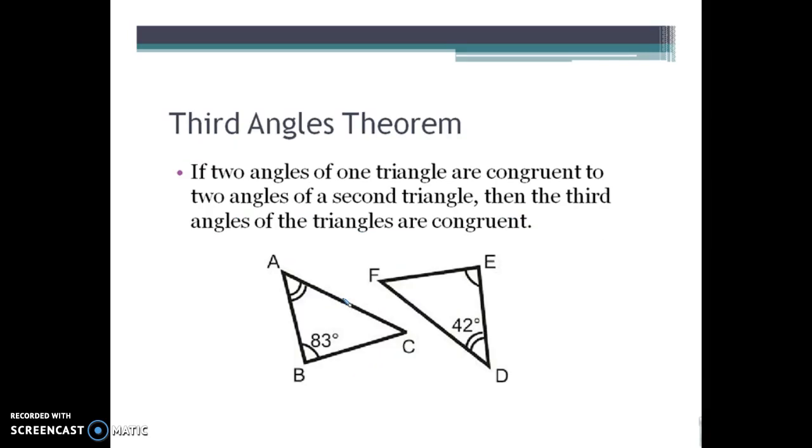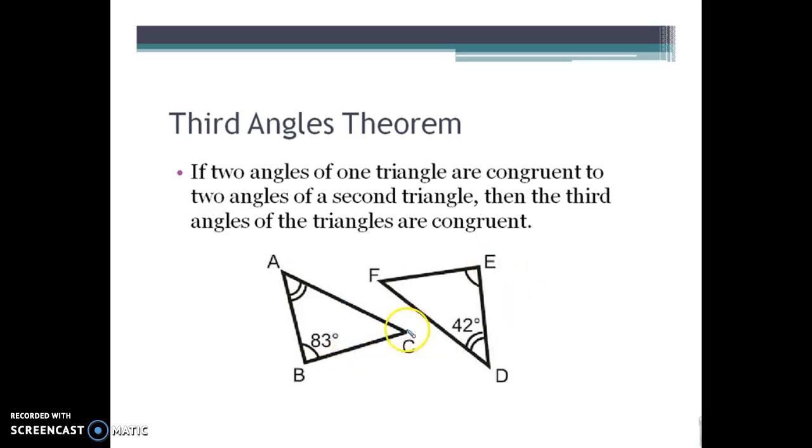Another theorem is the third angles theorem. That says if two angles of one triangle are congruent to two angles of a second triangle, then the third angles of the triangles are congruent. So if I know two angles in each triangle are congruent, I know the third one has to be congruent too. And we can kind of look at why.